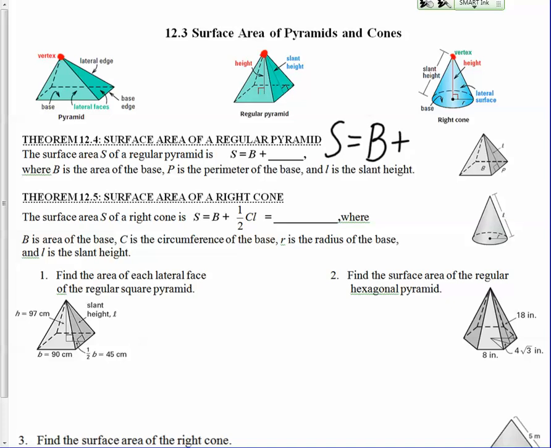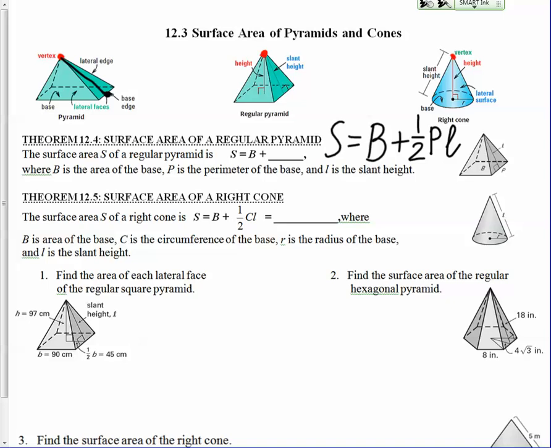Plus, my faces are not rectangles now, they're triangles. That's why there should be 1/2 times perimeter times the lateral height of the triangle. So it's not the distance between the base and the vertex in that case, but the height of the lateral triangle, starting somewhere from here and going to the vertex along that face. That's what L stands for. We call it slant height.